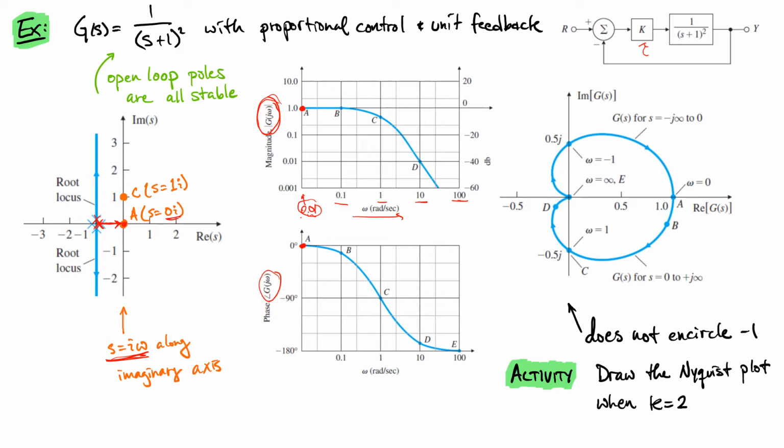Now if we move along, point B is located somewhere around here, and that indicates an angle that's a little bit bigger than 0. Then we keep moving along until we get to point C, which is at s equals 1i, and that corresponds to a frequency of 1. What we observe is that this now has a horizontal distance of 1 and a vertical distance of 1, and that means this angle right here is a 45-degree angle.